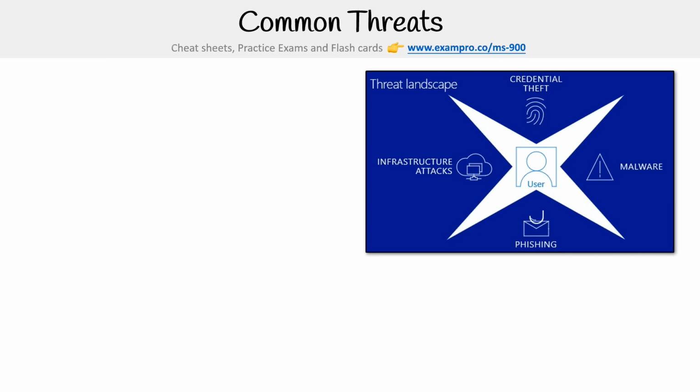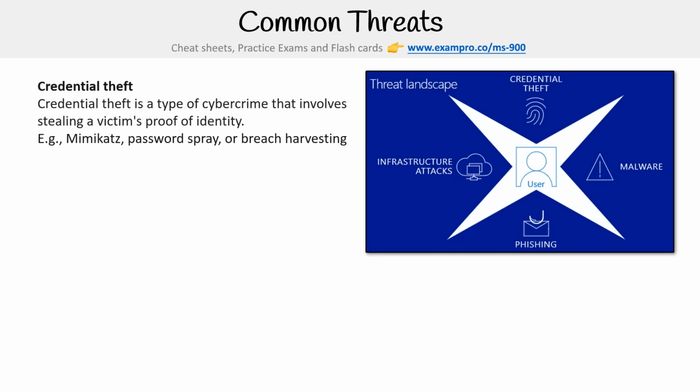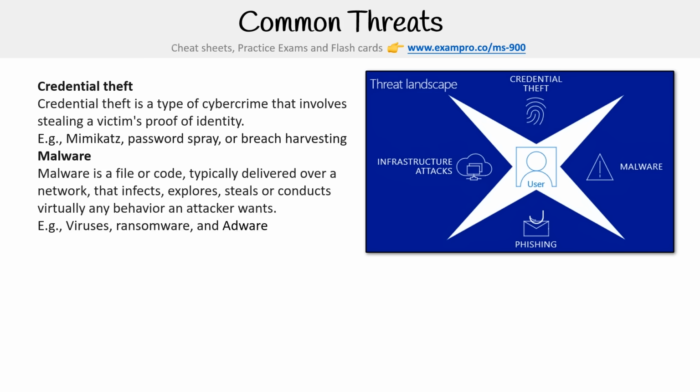Now we'll be talking about the most common threats Microsoft wants to focus on. Credential theft is a type of cybercrime that involves stealing a victim's proof of identity. Examples of credential theft are Mimikatz, password spray, or breach harvesting. Malware, also known as malicious software, is a file or code typically delivered over a network that infects, explores, steals, or conducts virtually any behavior an attacker wants. Examples of malware are viruses, ransomware, and adware.